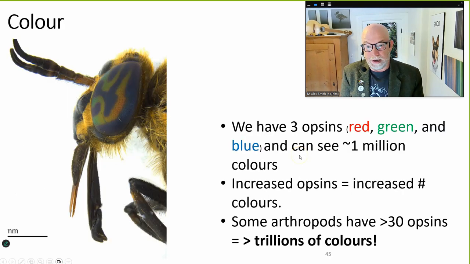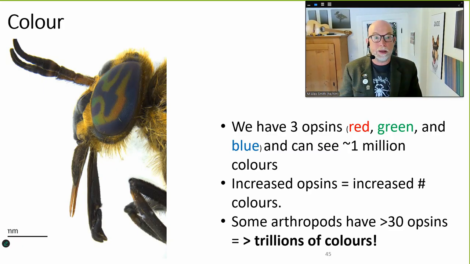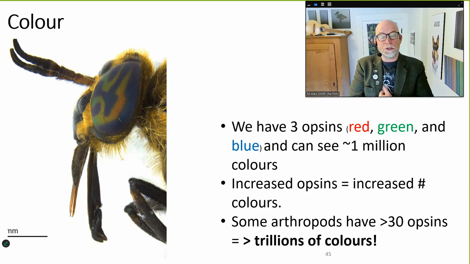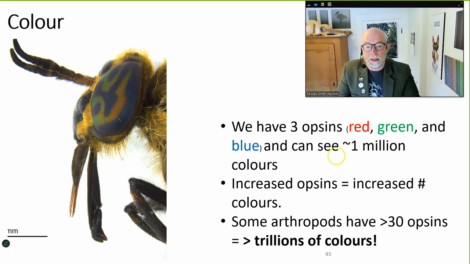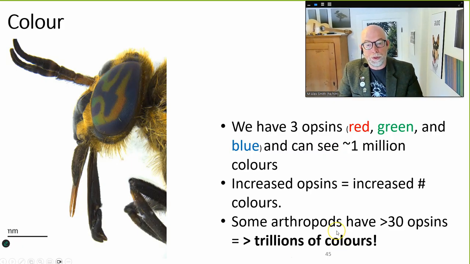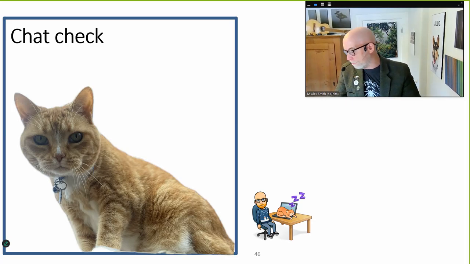Now, what they're seeing, of course, is varied by the kinds of opsins. We have 3 that lets us see millions of colors. So if you increase the number of opsins, you have an increased perception of color. And I love the fact to emphasize at the end here that some arthropods have more than 30 opsins, so they can see colors that we can't even imagine.